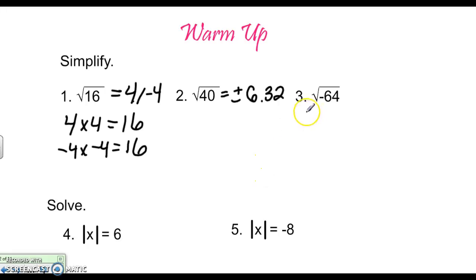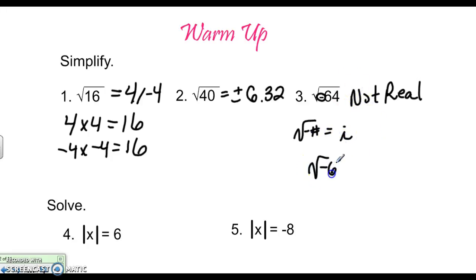Now, number 3, the square root of negative 64. There's an issue here because there's a negative sign within the square root. Therefore, the answer is not real numbers. There is an answer that will work. The square root of a negative number actually equals what we call an imaginary number. So technically, the square root of negative 64 would equal 8 imaginary number.